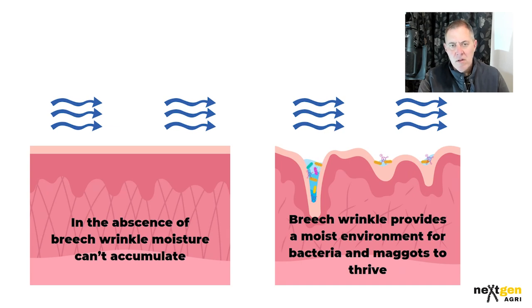So that's one of the reasons why a lot of people are breeding away from breech wrinkle, breeding for low colour breeding value and breeding for low fleece rot breeding value to remove the likelihood or reduce that incidence of fly strike.